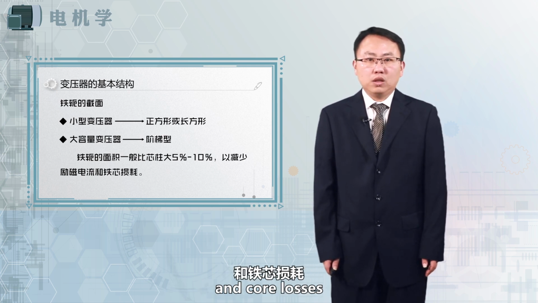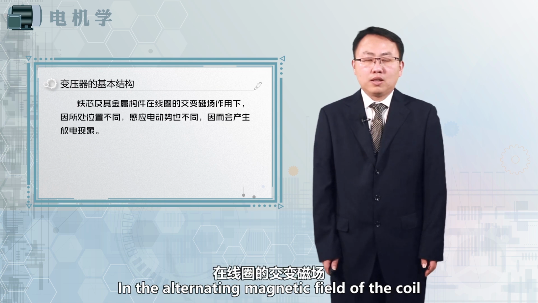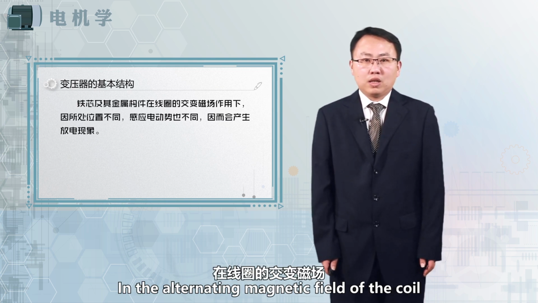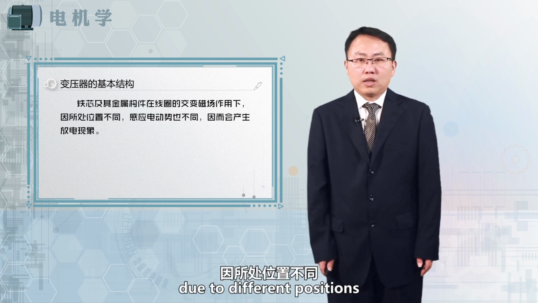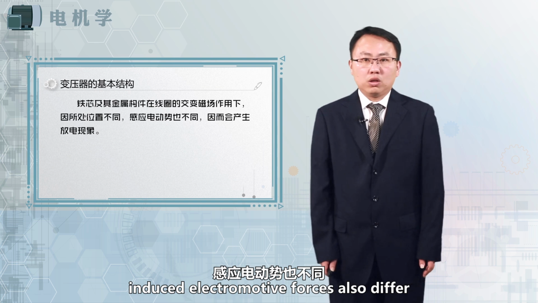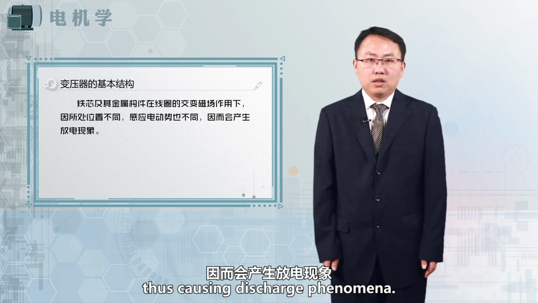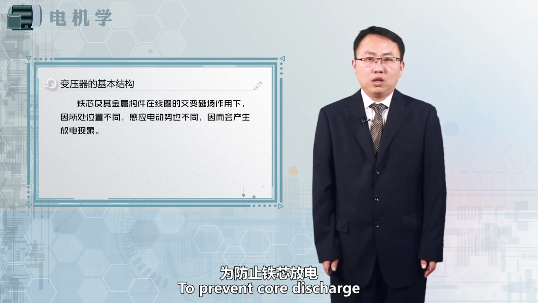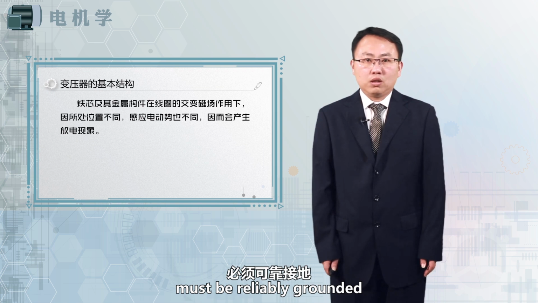The core and its metal components are under the influence of the alternating magnetic field of the coil. Due to different positions, induced electromotive forces also differ, thus causing discharge phenomena. To prevent core discharge, the core and its metal structural parts must be reliably grounded.